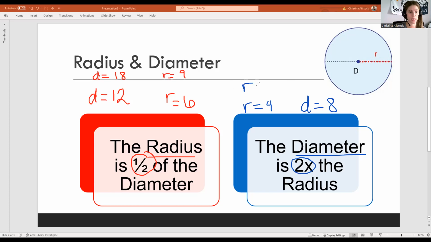Or let's say we had a radius of 7 and we needed to find the diameter. Well, the diameter is twice the radius. So 2 times the radius, 2 times 7 is 14.